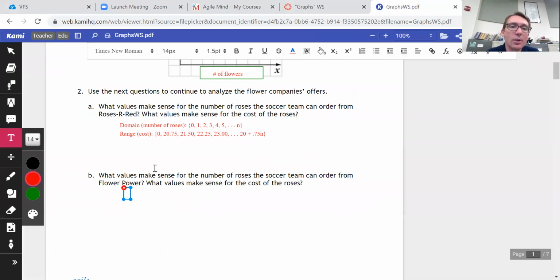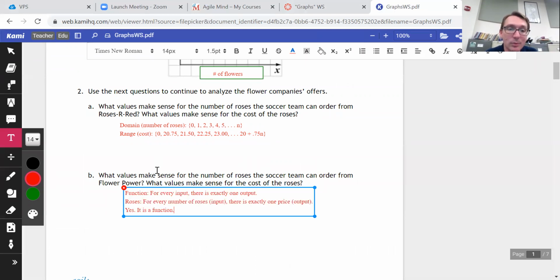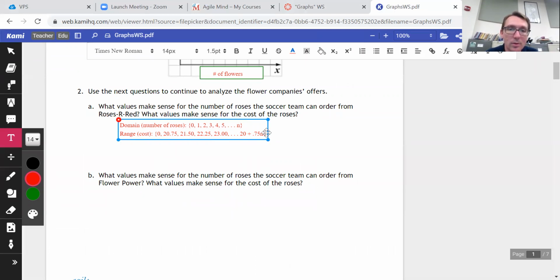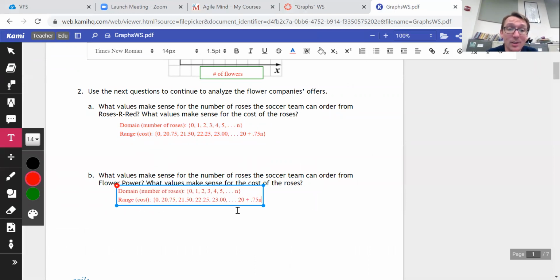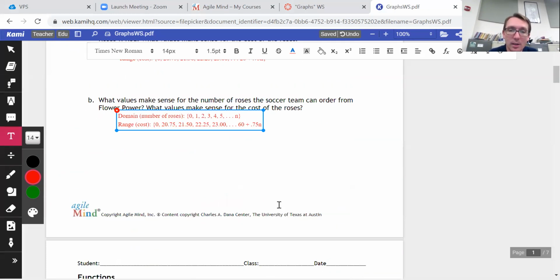Okay, so the domain and range of the other one, can I still buy the same number of flowers? Yeah. Domain should be the same because you're still talking about how many flowers you can buy: 1, 2, 3, 4, 5, 6, 7, 8. But instead, they have a different pricing system. So they have to charge $60 up front, plus 50 cents per rose. That's the difference, which means that all of my numbers over here are wrong.